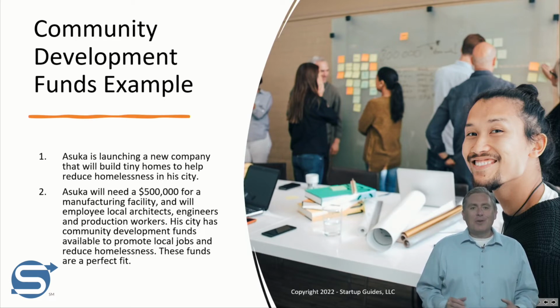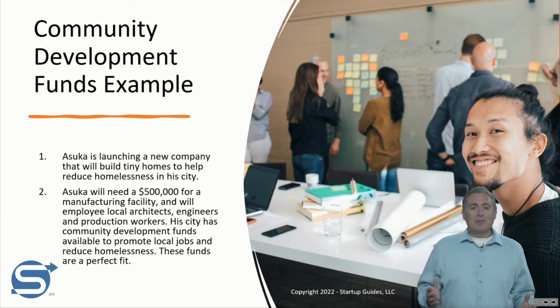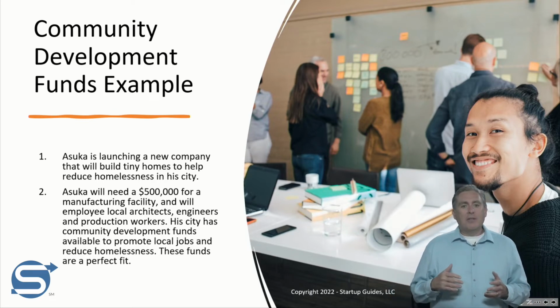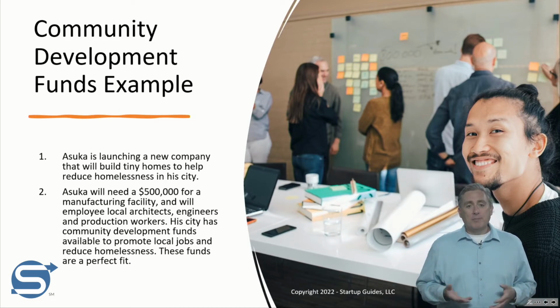So Asuka is actually making a company that's going to build tiny homes. He needs $500,000 for a manufacturing facility. He's going to have local architects, engineers, production workers, and there are community development funds in this particular town that are trying to reduce unemployment. So in this particular case, community development funds would be a perfect example.